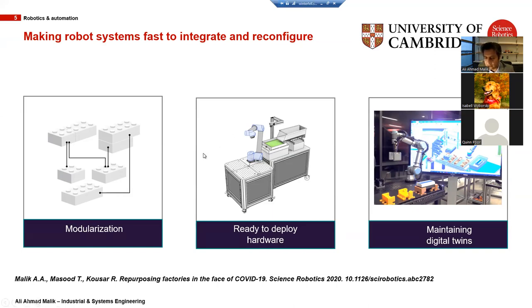And here the argument is again that if you are maintaining a simulation model or a digital twin of your robot system, it helps throughout the life cycle of the system, in the operational phases as well, to quickly validate and redesign it in less time than you could without having a simulation model or a digital twin.